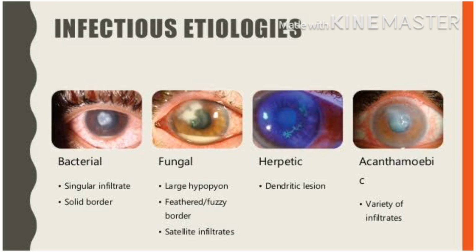If it is a fungal ulcer, a large dry looking ulcer with feathery margins and satellite lesions will be there, and anterior chamber large hypopyon will be there. If it is a herpes simplex ulcer, staining of the cornea will show the dendritic pattern of the ulcer. If it is an acanthamoebic ulcer, the patient will give the history of usage of tap water for cleaning the contact lens.